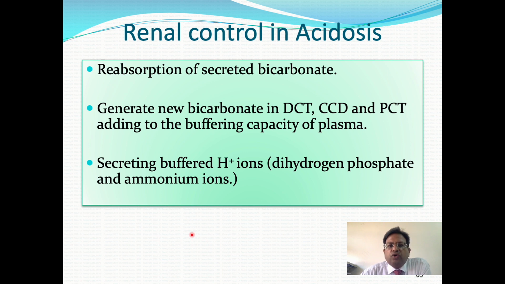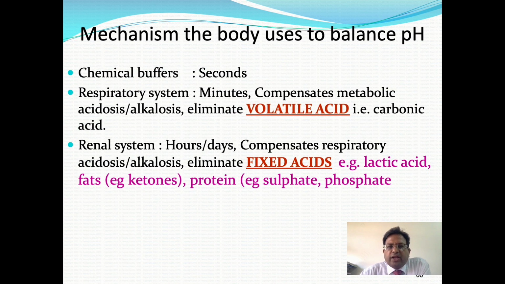To summarize the renal control of acidosis, it helps to reabsorb the filtered bicarbonate and generate more bicarbonate in the DCT, collecting duct, and PCT, adding to the buffer capacity of the plasma. Secreted hydrogen ions, in the form of dihydrogen phosphate and ammonium ions, are ultimately excreted in the urine. Finally, we have seen how pH homeostasis is maintained in the body by the combined efforts of chemical buffers, which act over seconds; the respiratory system, which acts over minutes and eliminates volatile acids like carbon dioxide and carbonic acid; and the renal system, which acts over days to eliminate fixed acids like lactic acid, keto acids, sulfates, phosphates, etc.